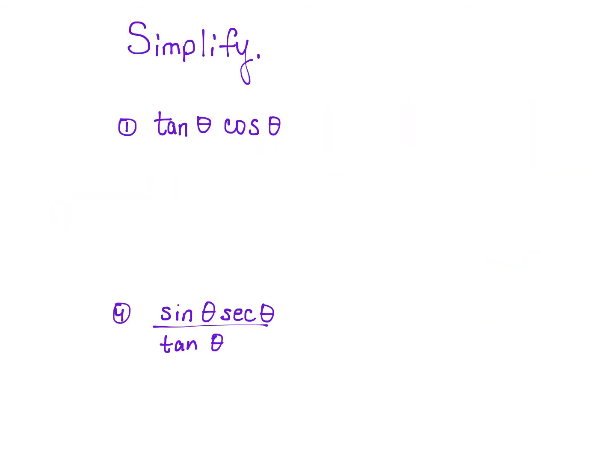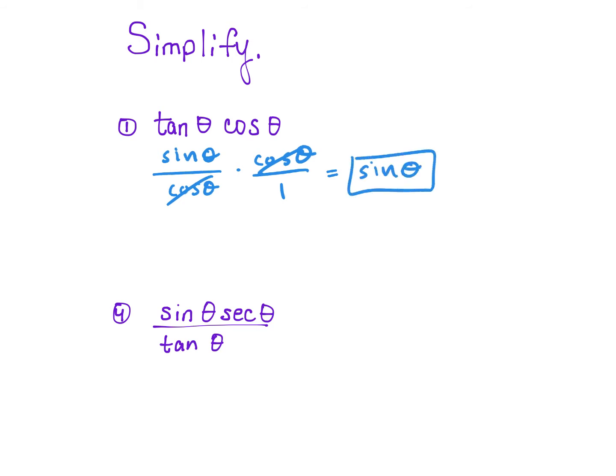All right, number 1 with our simplifying. What should I do first? Awesome. Convert everything to sine and cosine. So tangent would be sine over cosine times cosine over 1. So what happens here? The cosines cancel, and what am I left with? Just sine. So that would be my answer.